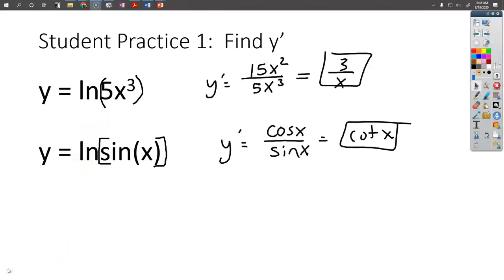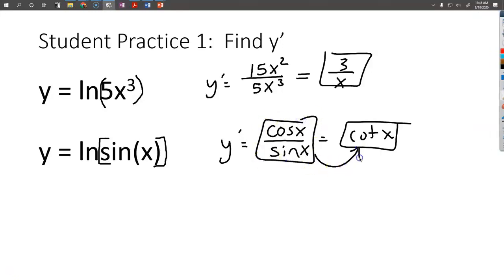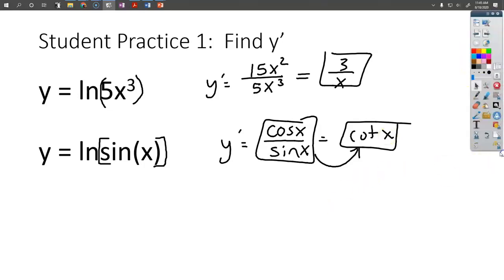So the answer to number 1 is 3 over x. The answer to the bottom one, you probably stopped here, which is fine, but we have an identity for that. Cosine over sine is cotangent. Okay? So those would be the derivatives of those two expressions. Let's go ahead and move on to our next topic here.